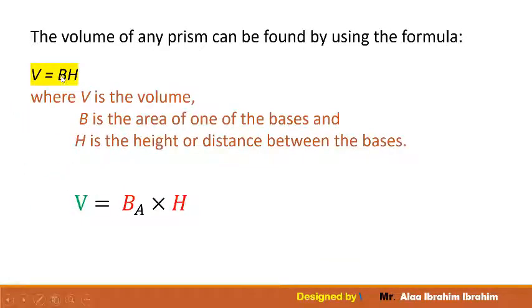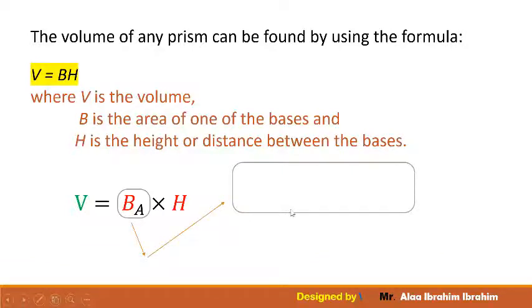I change something here. B, I make it as BA, meaning area of base. Remember, I make it like this. I change it a little bit, in another way, to match your book and make it clear for you. So BA means area of base, and height is the distance between the two bases. This base may have many shapes, I told you this before. If I have a base with a trapezoid sometimes, this is the way to find the area of a trapezoid.